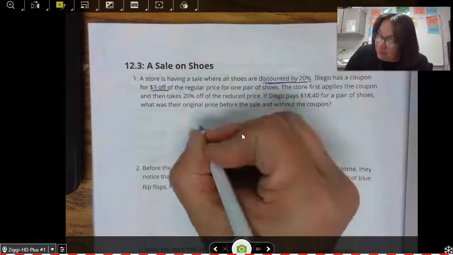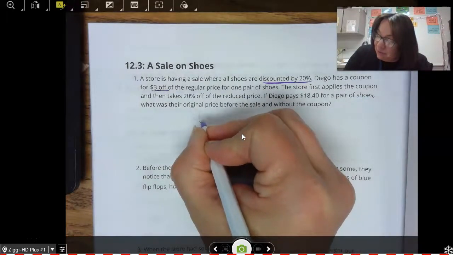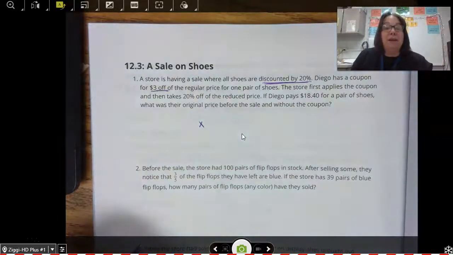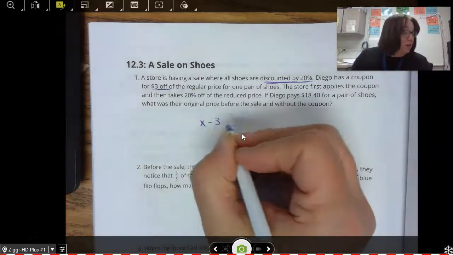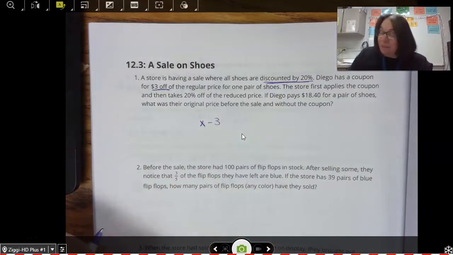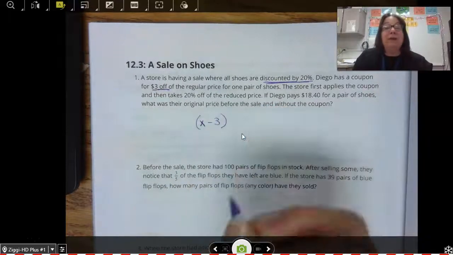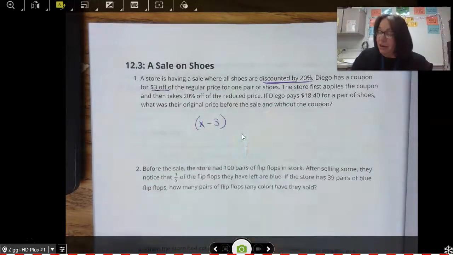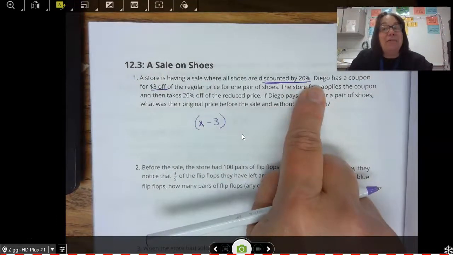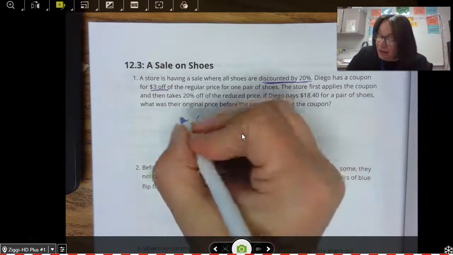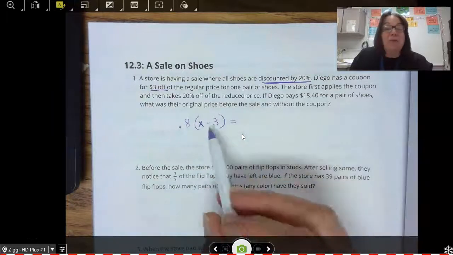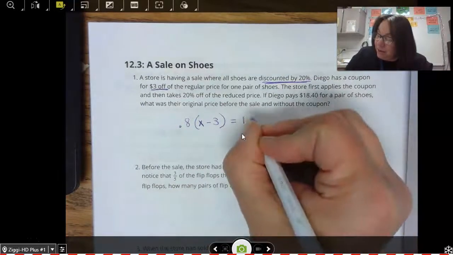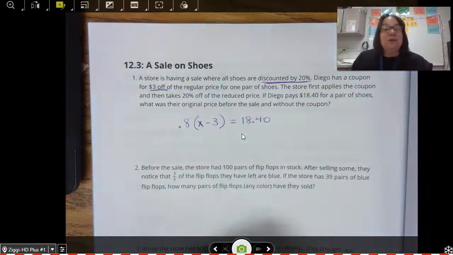Okay, so here's what happened. We have that price before the sale and without the coupon, but then what happens? They took off the coupon first. So we're going to subtract the money that they took off, x minus 3. But then of this price, after they took the coupon off, they got it discounted by 20%. Well, if it's discounted by 20, how much did they pay for it? Well, they paid 80% of it. So you're going to take 0.8 times that discounted price with the coupon, and we know that that's going to equal $18.40. So now this is your equation to solve. Go ahead and solve that equation and see what you get.